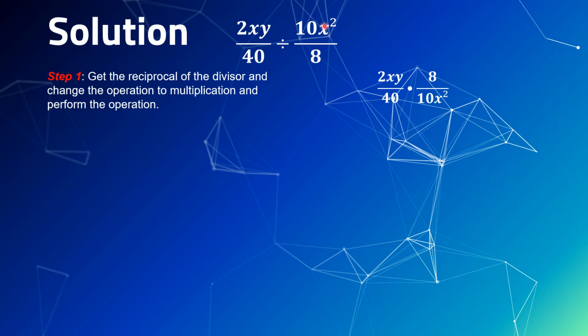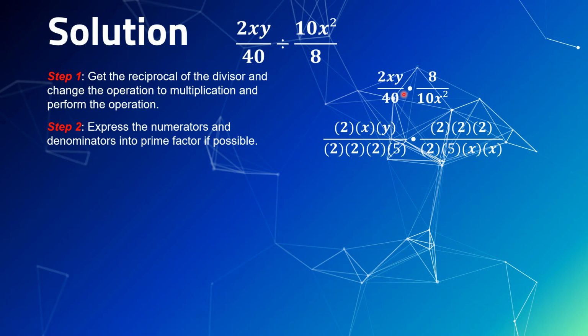To get the reciprocal of the divisor, we just interchange the position of the numerator and the denominator. So this 10x squared here as the numerator will become the denominator, then 8 here will become the numerator. When we say reciprocal again, we are just going to interchange the position of the numerator and denominator and proceed to multiplication. From division, we proceed to multiplication. Then we are going to perform the operation. This time, we are going to multiply.